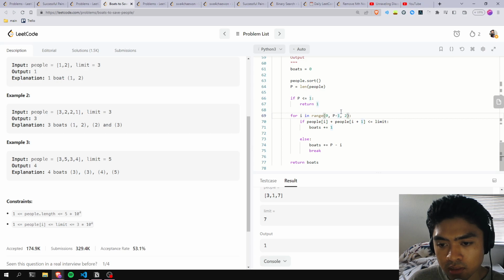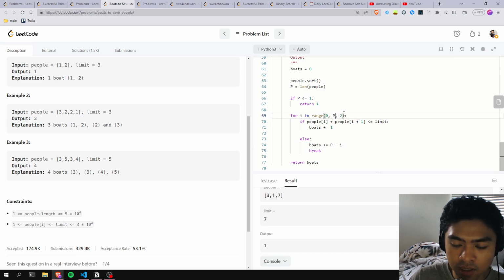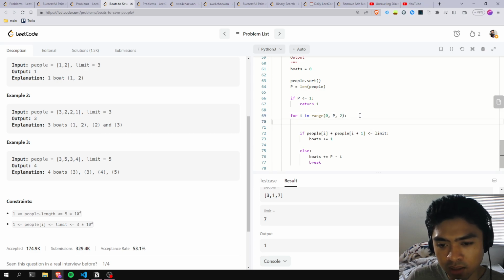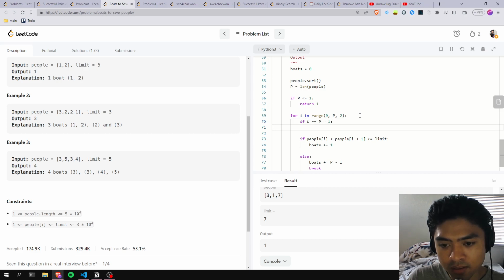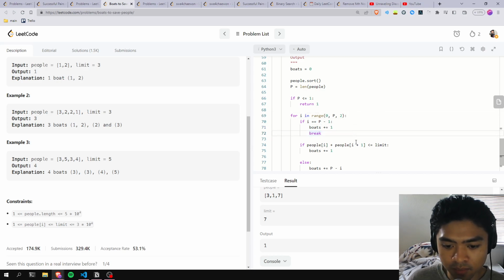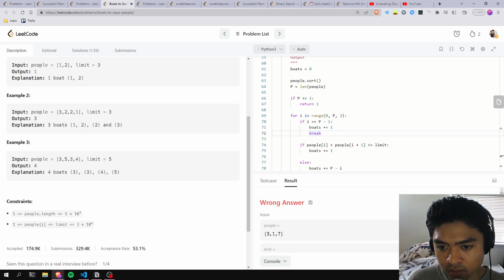So what I can do is maybe handle the out of range case. I can say, if i is equal to p minus 1, then I can just say boats plus equal to 1 and then break. Then it should work for this case. Hopefully.